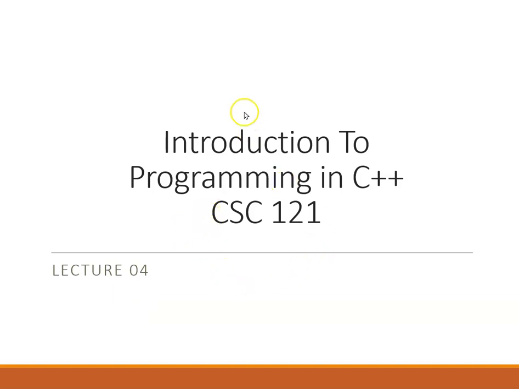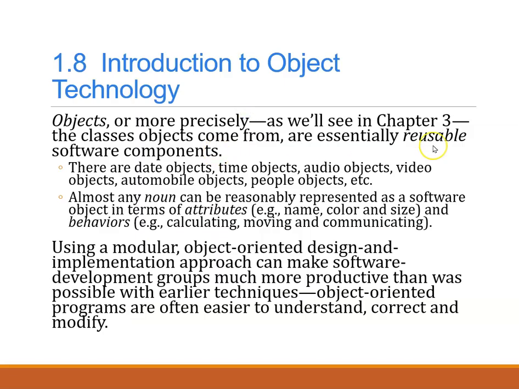Welcome to Lecture 4. Today we're going to talk a little bit about object technology. Objects, or more precisely as we'll see in Chapter 3, the classes objects come from, are essentially reusable software components. There are date objects, time objects, audio objects, video objects, automobile objects, etc. Almost any noun can be reasonably represented as a software object in terms of attributes such as name, color, etc., and behaviors, what you do to these objects: calculating, moving, communicating.